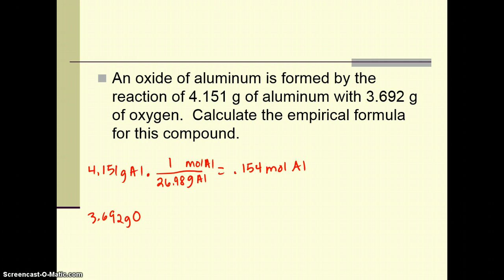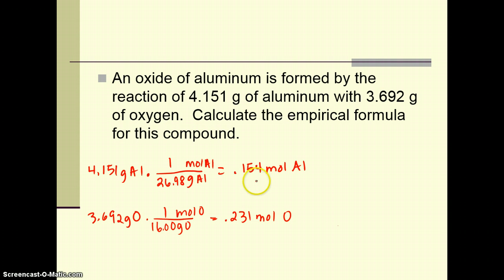Then I'm going to convert my oxygen. So I have grams of oxygen on the bottom, moles of oxygen on the top. I know I can only put 1 in for moles. I'm going to put 16.00. This is the one time when we do empirical formulas that we're not going to treat oxygen as diatomic. We need moles of oxygen atoms, not molecules. So in this case, we're not going to use that diatomic rule. It equals 0.231 moles of oxygen.